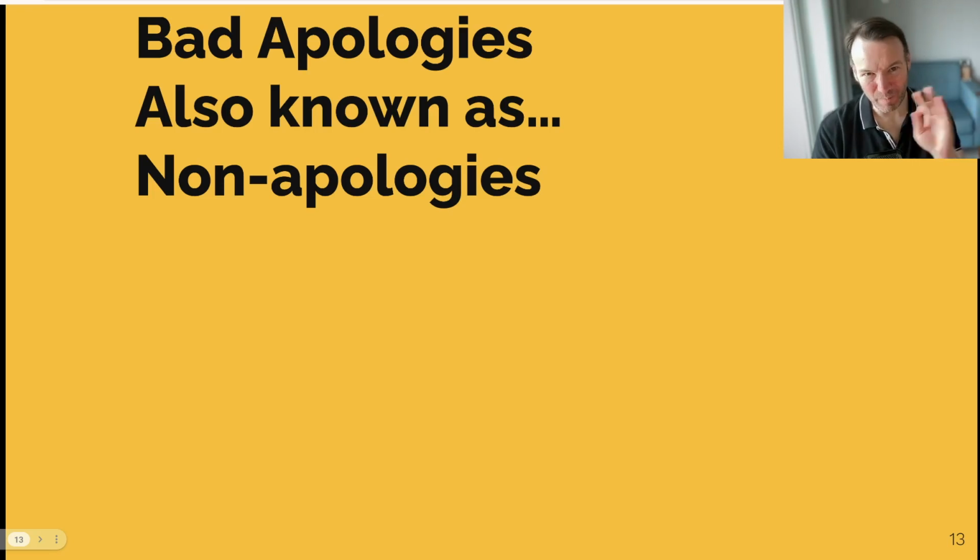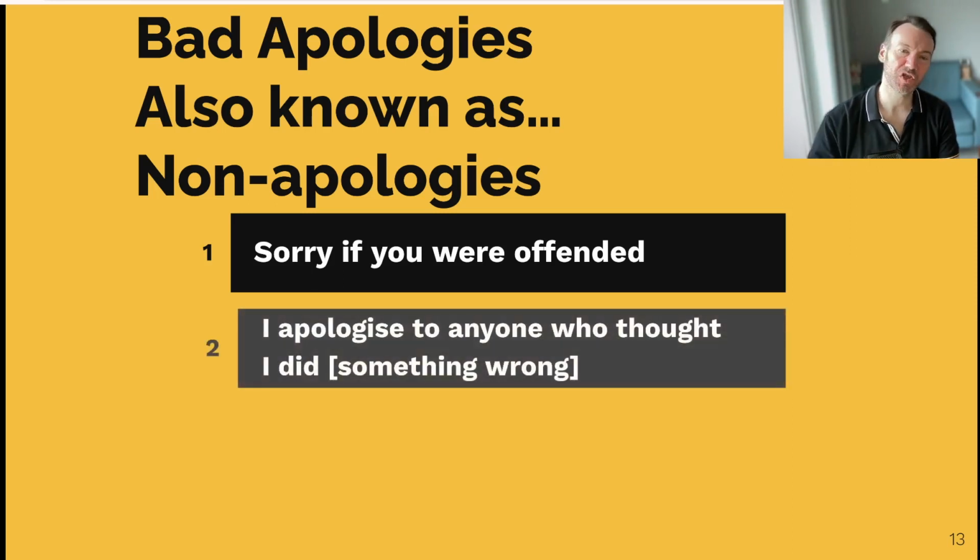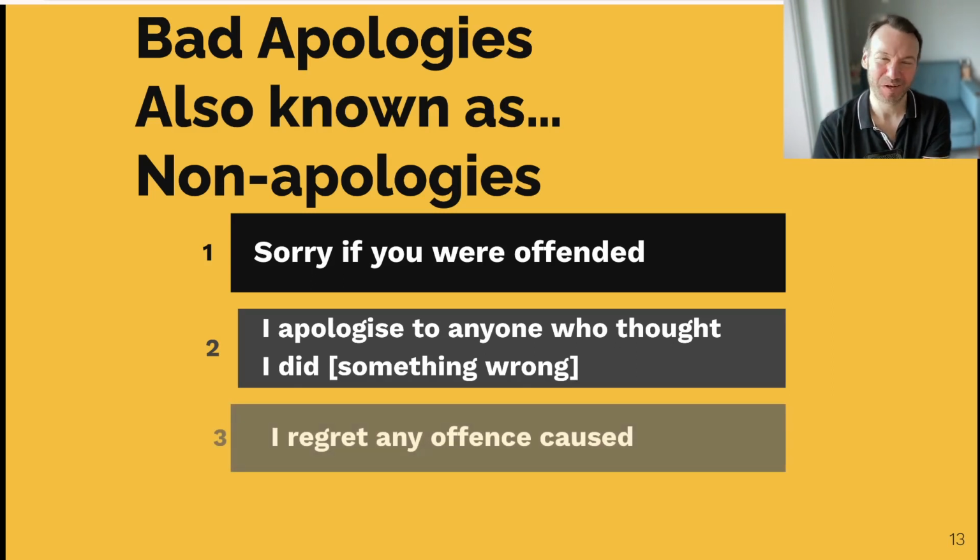We can always tell a bad apology or a non-apology because they contain certain phrases. Phrases like, "I'm sorry if you were offended." That person's taking no responsibility at all. All the responsibility is on the person who is listening. Right? Oh, if you were offended, okay, but kind of not my problem. "I apologize to anyone who thought I did something wrong." We'll touch on these a bit later about why these are not so great, but these are very common expressions for non-apologies. "I regret any offense caused."